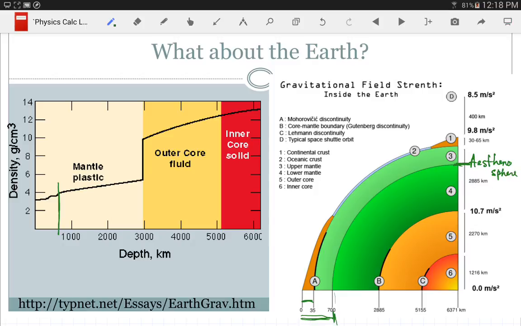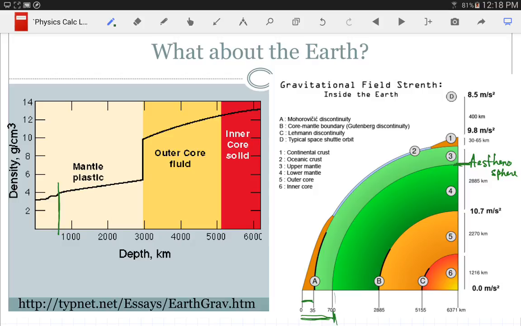The asthenosphere is that separator between the upper mantle and the lower mantle. And that's a region where the temperature and pressure are just right that you have the ability to slide. So the upper mantle and the crust slide on top of that asthenosphere. The stuff below that stays very, very constant in position.